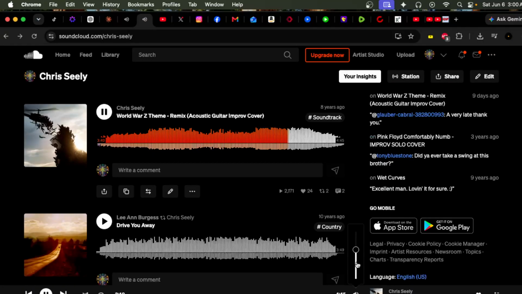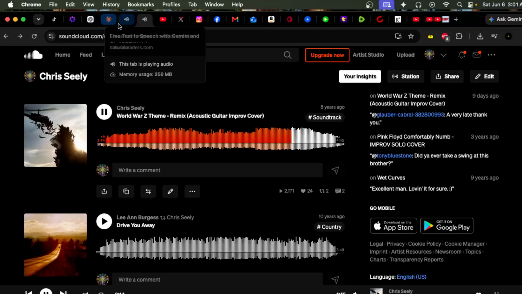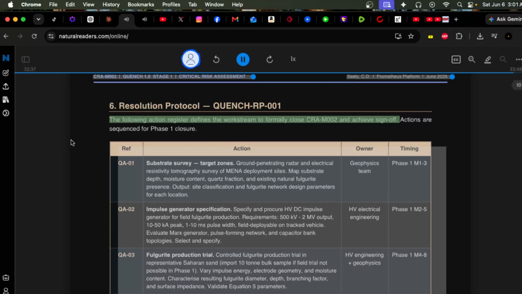6. Resolution Protocol, Quench RP001. The following action register defines the workstream to formally close CRAM002 and achieve sign-off. Actions are sequenced for Phase 1 closure.